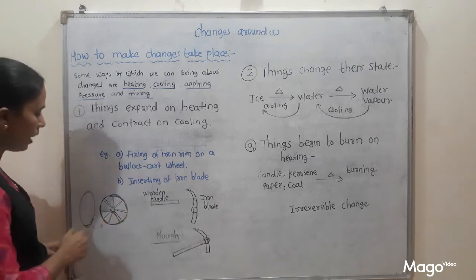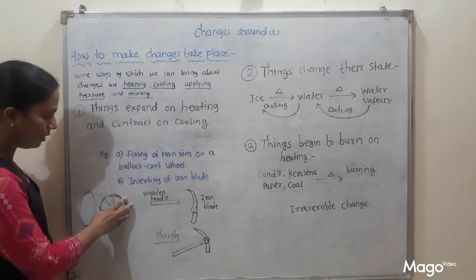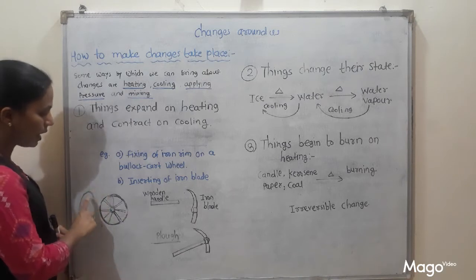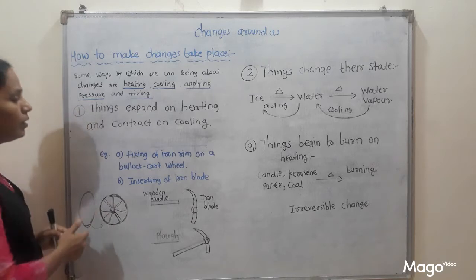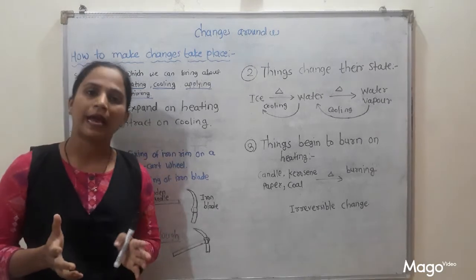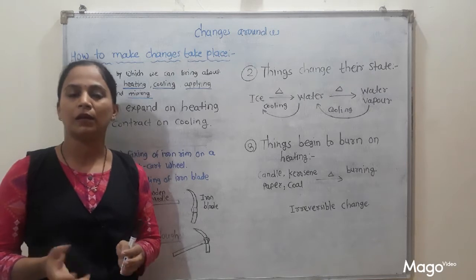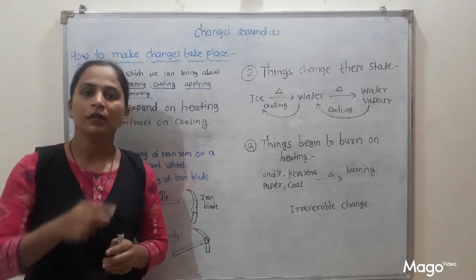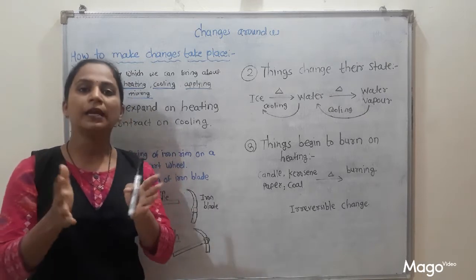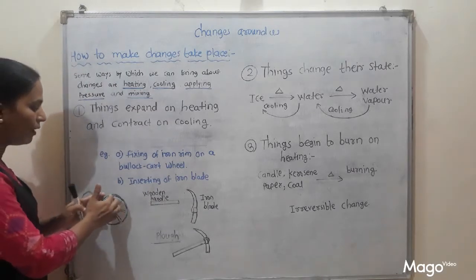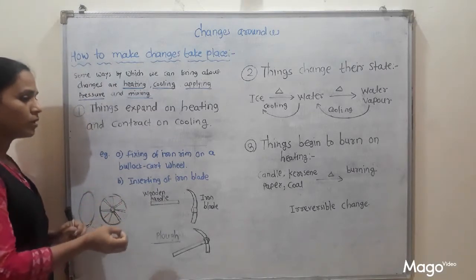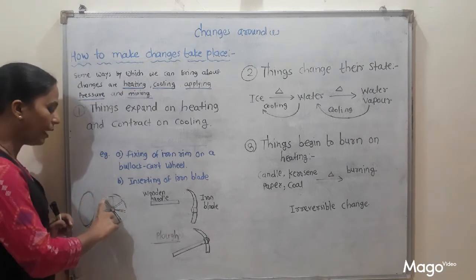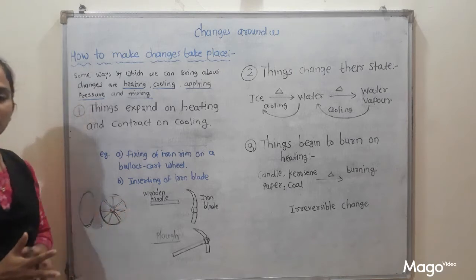Listen carefully students, what happens? This is a wooden wheel and the iron rim which we take is smaller in size than the actual wheel. When the ironsmith heats that rim, what will happen? As iron is a metal, its temperature increases and it starts to expand. On expansion, the size of the rim increases and then it easily fits onto the wooden wheel. Water is poured on it, the temperature decreases, and the rim gets fitted onto the wooden wheel. Got it students?